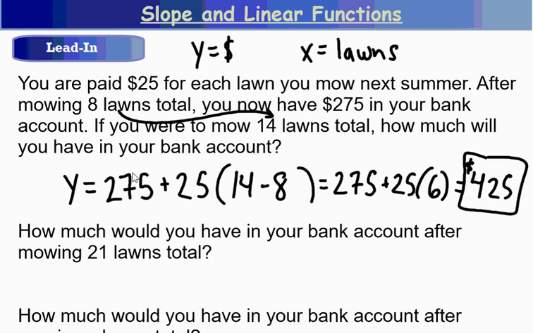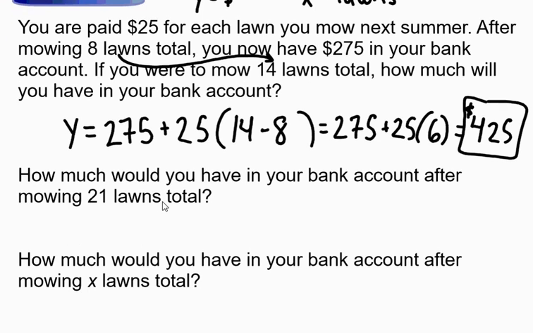I would say I have 275. That's after I'd already mowed 8 lawns. If I had 14 lawns in total, I need to be paid for 6 extra. What if I had done the same question, but I want to know, what if I were going to do 21 lawns in total?